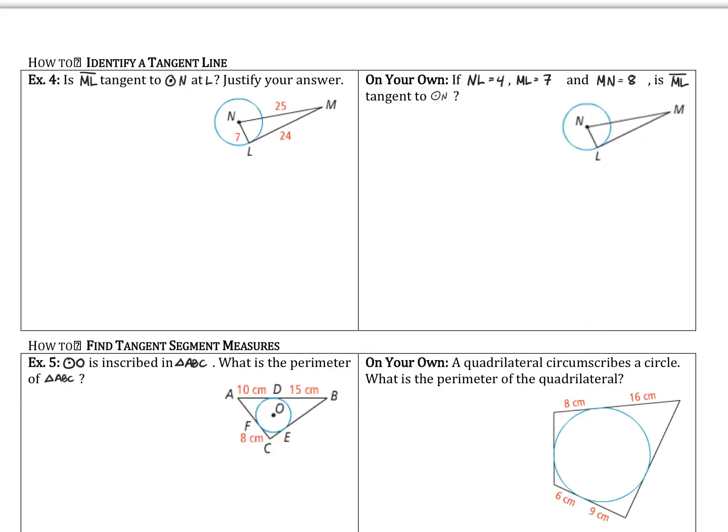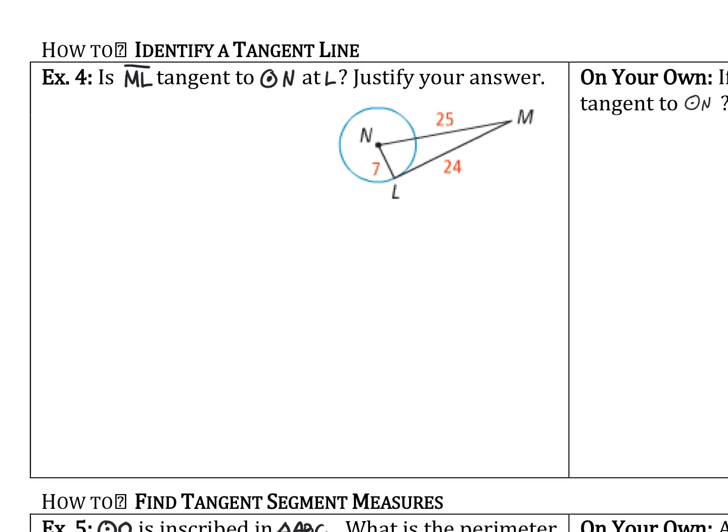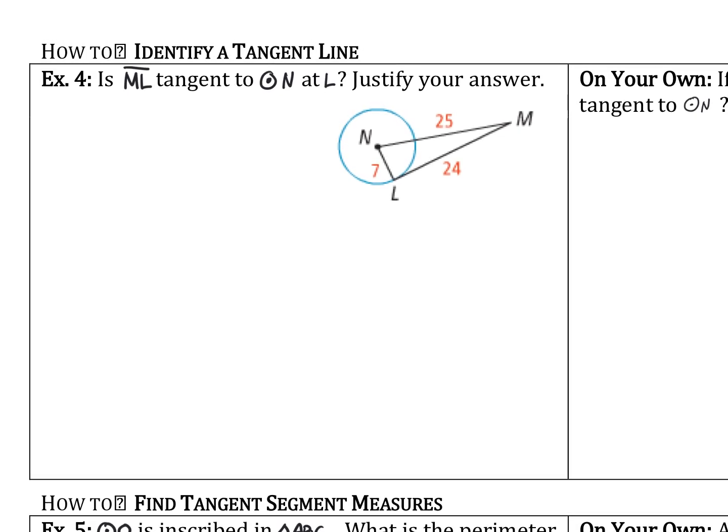Now let's identify a tangent line. How do we identify a tangent line? Okay, so in this case, is line segment ML tangent to circle N at L? Justify your answer. Well, the very first thing that we're going to understand here is that if the line segment is tangent, then we can check it using the Pythagorean theorem. Remember your Pythagorean theorem, a squared plus b squared is equal to c squared.